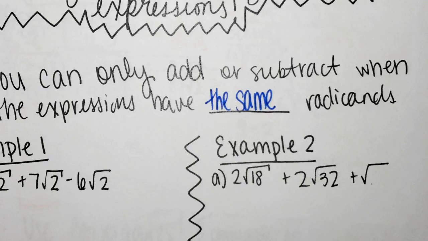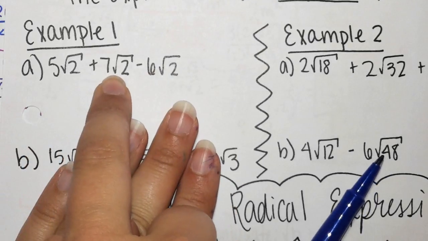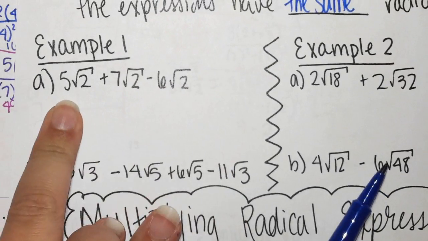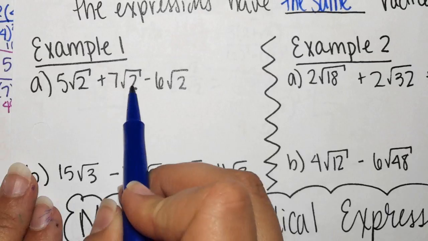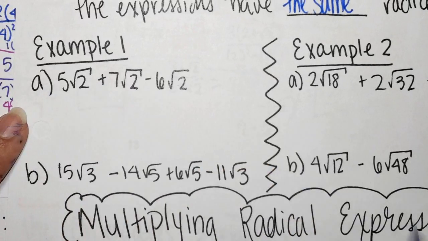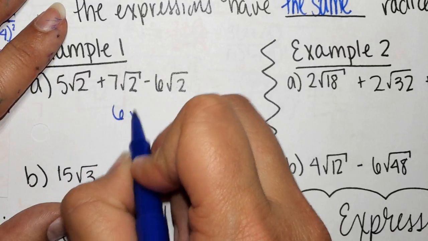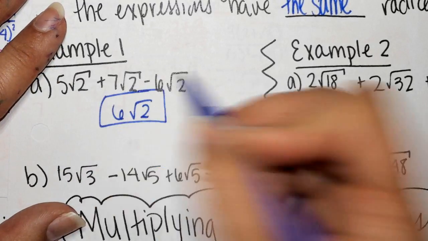Now with multiplying, it's totally different. But with adding and subtracting, the number under the radical has to be the same. So let's look at example 1a. Are these numbers the same? Yeah. So all you have to do is 5 plus 7, which is 12, minus 6, which is 6. So your answer is 6 root 2.